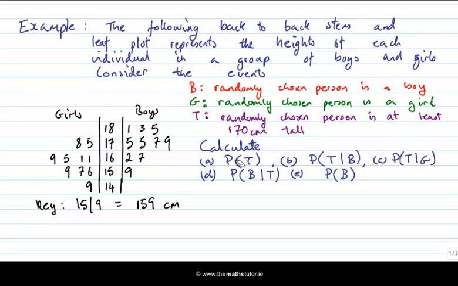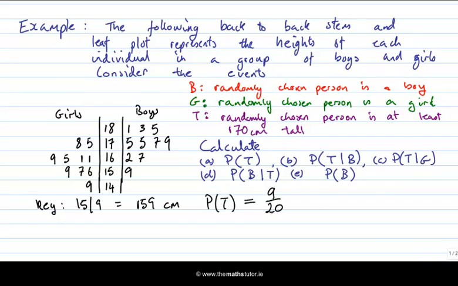So let's look at the first one here, P of T. What's the probability of T? Well, it's going to be the number of people who have height at least 170 centimeters. So we can read that off easily from the stem and leaf plot. We just have to count the data points in the rows corresponding to 17 and 18. So we have 1, 2, 3, 4, 5, 6, 7, 8, 9. And the total number, remember, is 20. So we have 9 over 20. So that's A there.